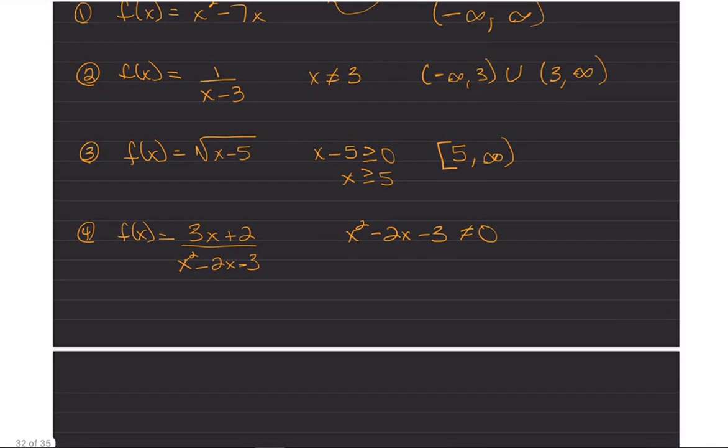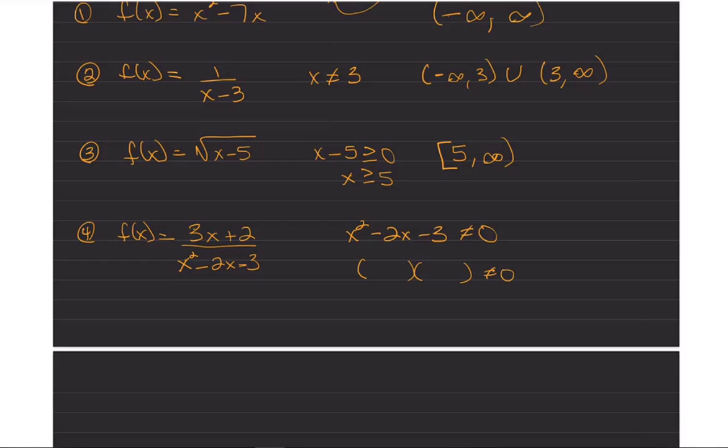Anybody got any ideas on what we could do to that quadratic to figure out which values it cannot be? Starts with an F. Can we factor it? What was that? Yep. You can either use the quadratic formula, or we can factor it into our little factors, right?